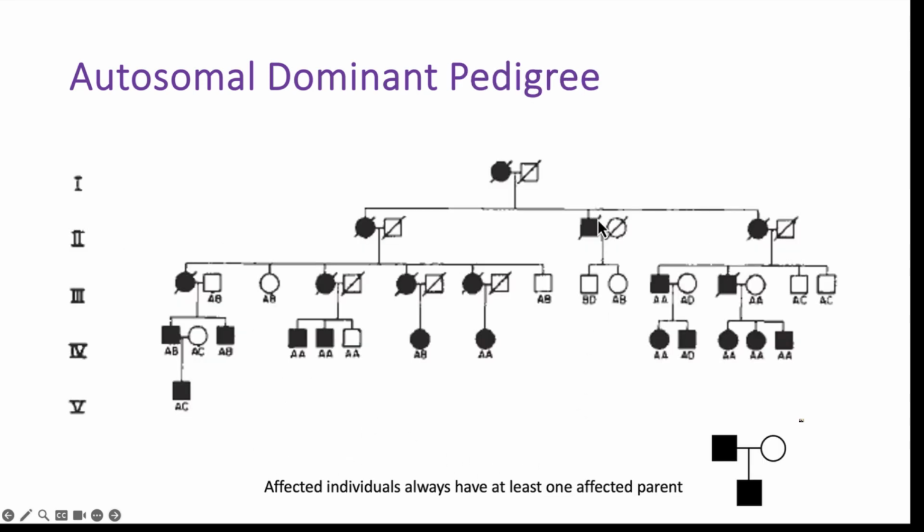So here's an example. You can see that both males and females are affected. It doesn't skip generations like we saw with the recessive. Whenever we have a parent that has the disorder or has the trait, we always see it in the offspring.